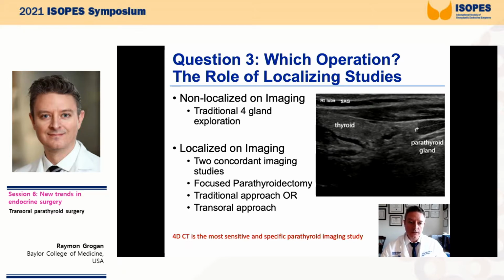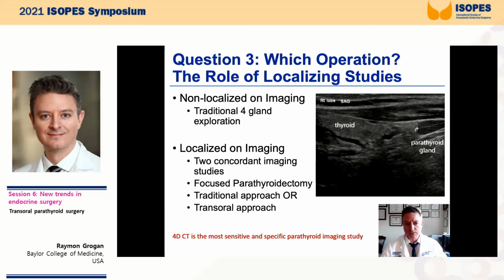Essentially, this is the only time that imaging studies play a role, and that's to identify whether or not you can do a four-gland exploration or a focused parathyroidectomy. Imaging studies don't make the diagnosis. Imaging studies don't tell us whether or not the patient should have surgery. All the imaging studies do is help to localize the gland.